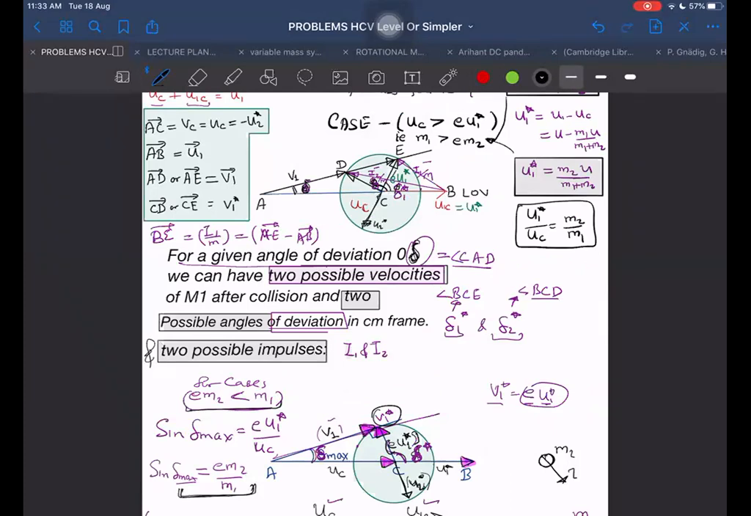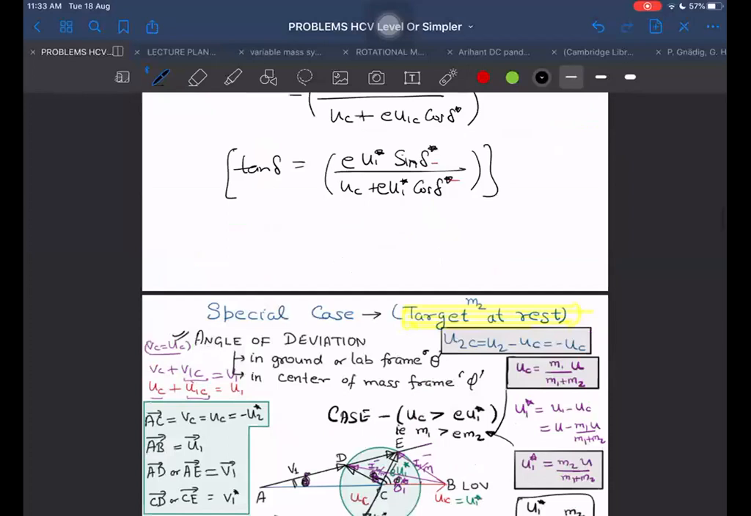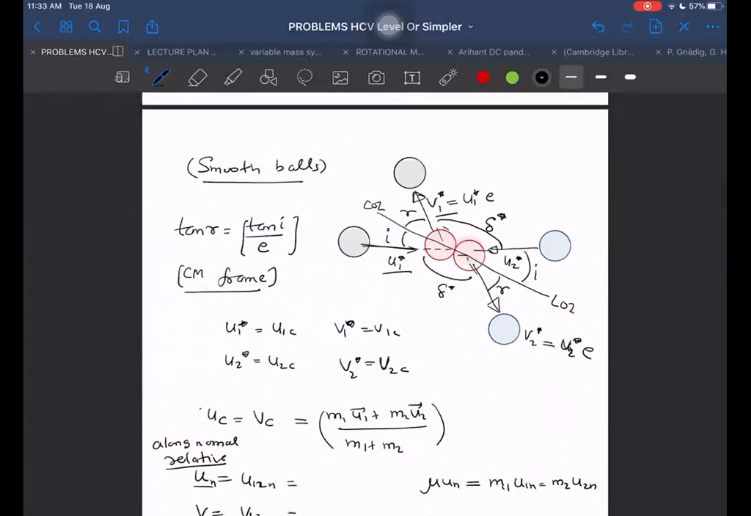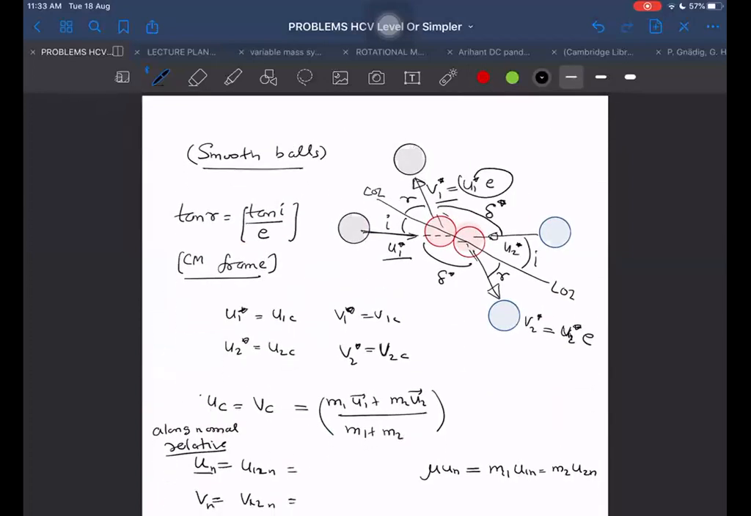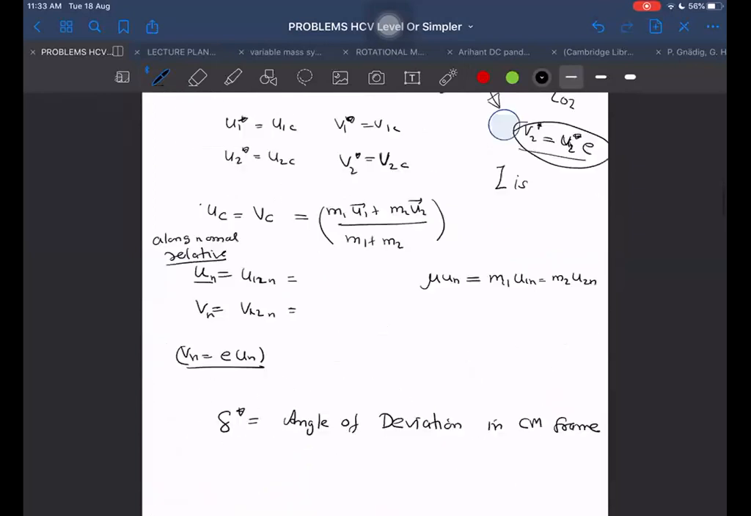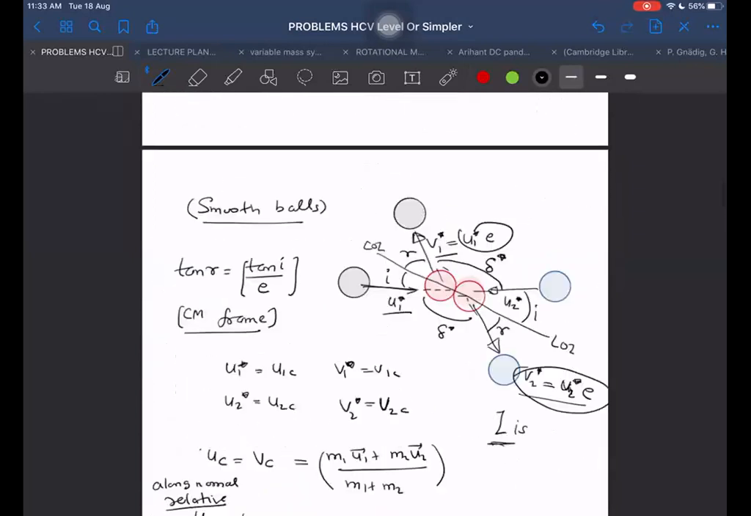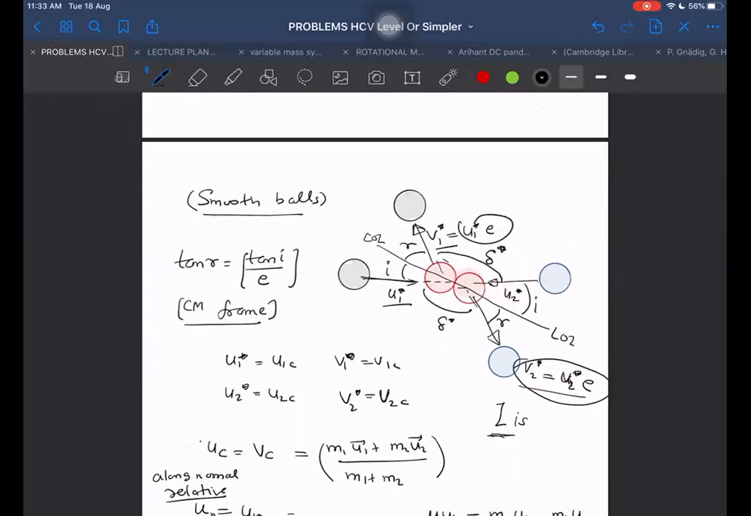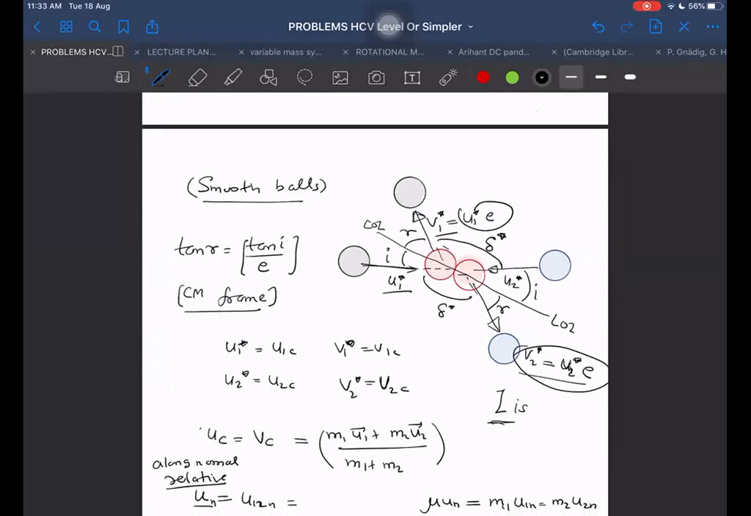In the center of mass frame, always these are equal and opposite. I told you yesterday here somewhere. Then V1 star is always opposite with respect to the center of mass, and the impulse is in which direction? The direction of V2 star. That is the impulse acting on the second particle. So the impulse acting on the first particle will be opposite of it.